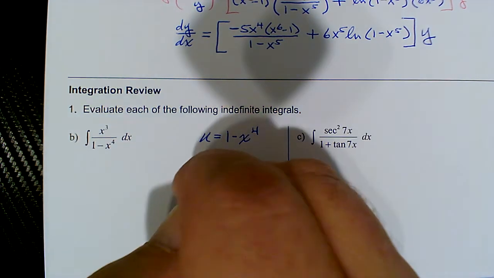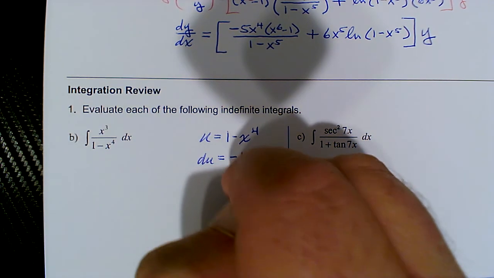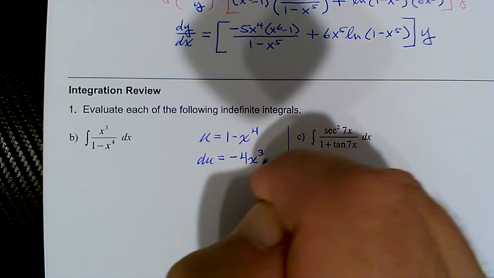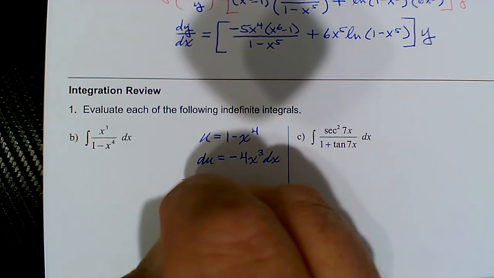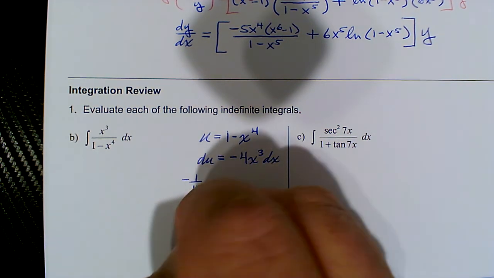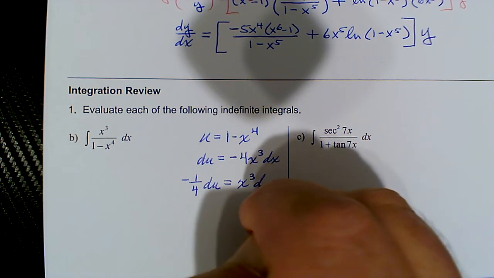We then calculate our du. It's minus 4x cubed, formally the differential dx tagged along, and we modify, so we get negative 1/4 du is x cubed times dx.